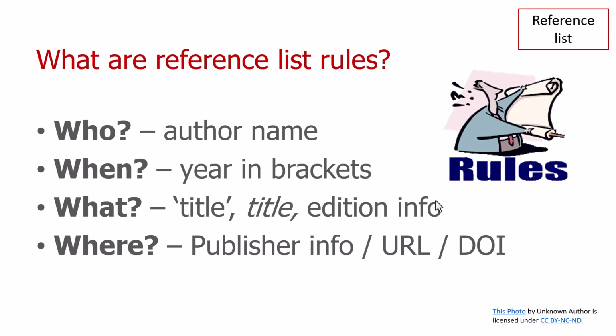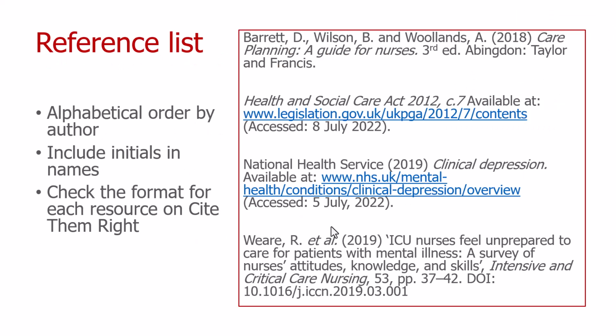or the web address or the DOI address of where you can find that particular item. So if you can remember this order, who, when, what and where, you can make sure that you've got all the information that you need in order to get your reference list entries correct. Here are some examples of reference list entries in a small reference list.